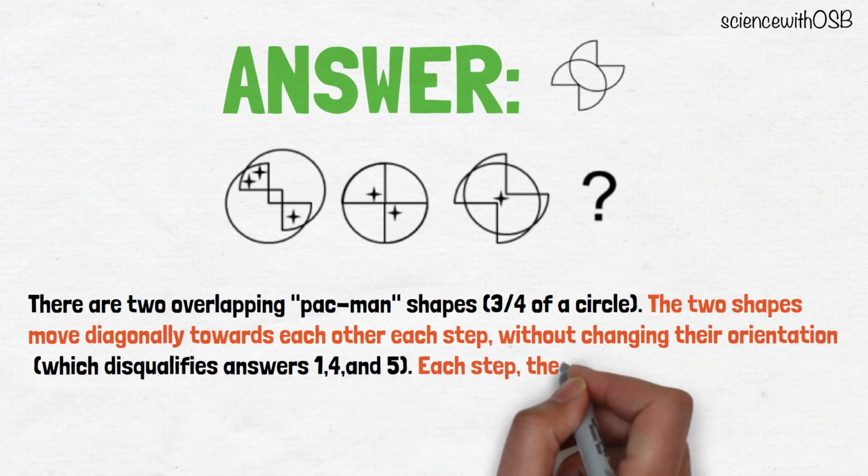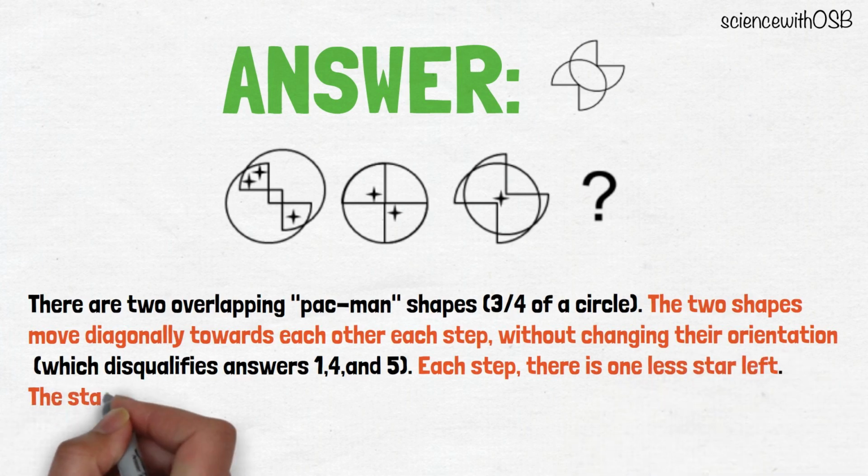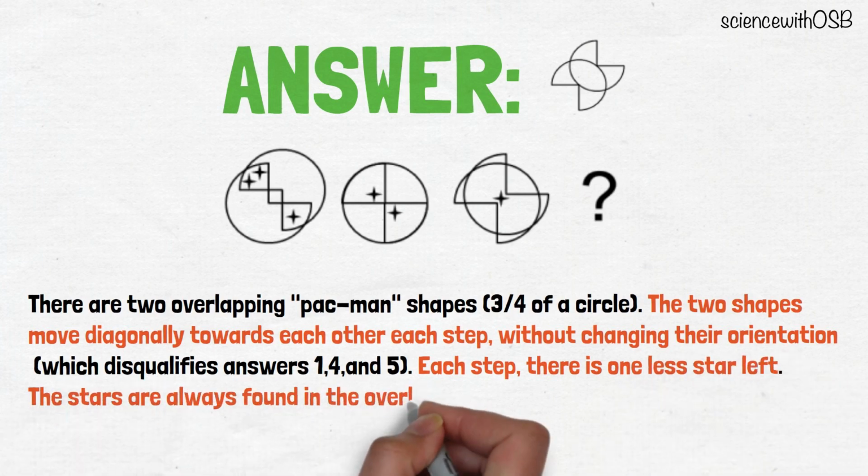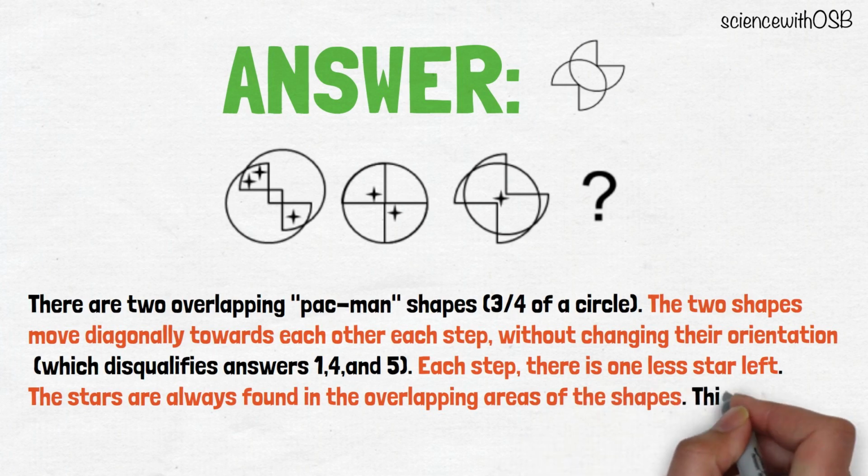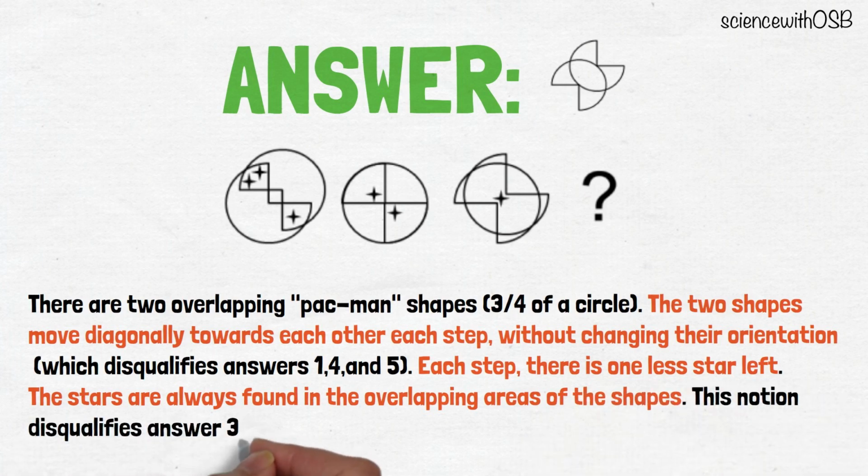5. In each step there is one less star left. The stars are always found in the overlapping areas of the shapes. This notion disqualifies answer 3.